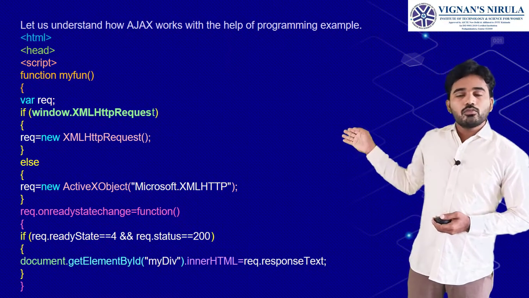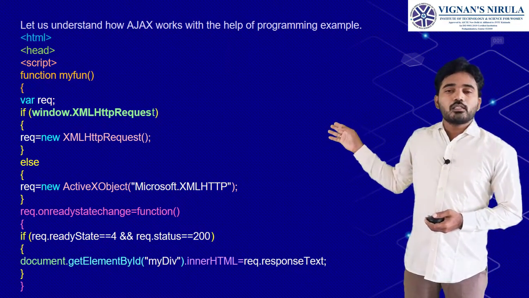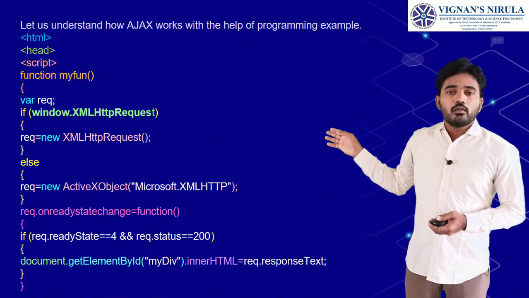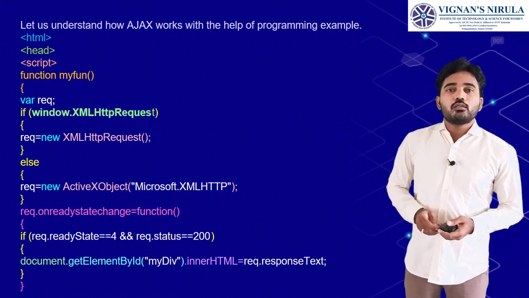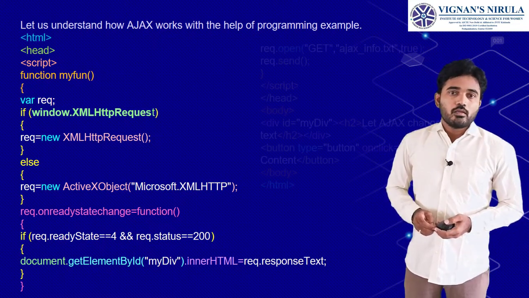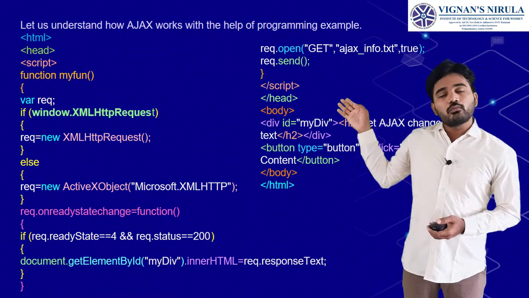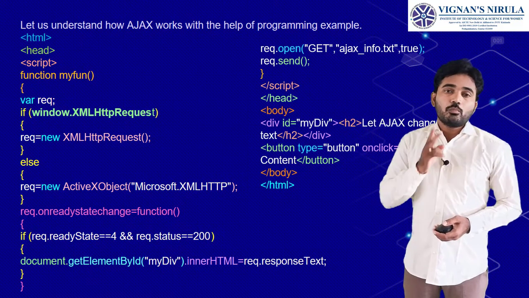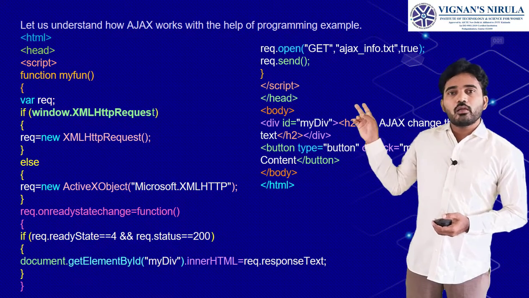Then you have used the JavaScript method document.getElementById with an ID that is myDiv.innerHTML equal to request.responseText, and then next the request is forwarded to the server by using two methods, the open method and the send method. The open method is accepting 3 parameters there.